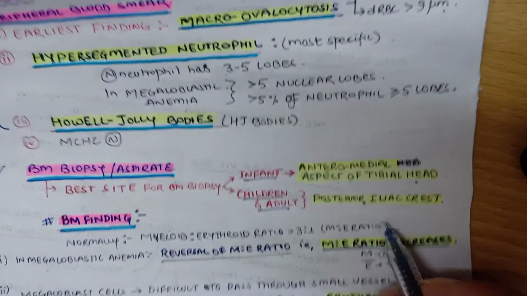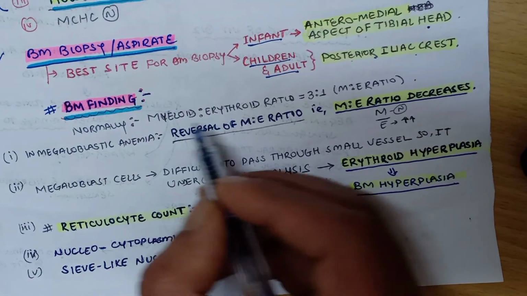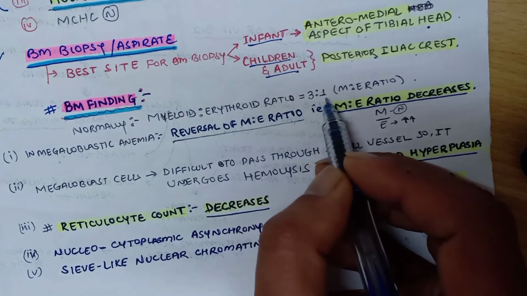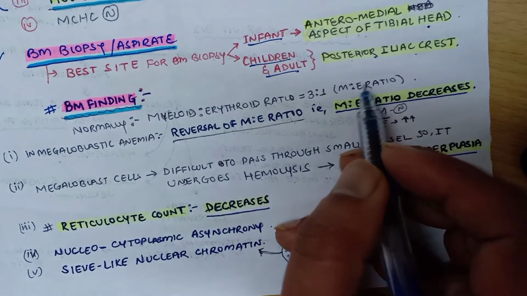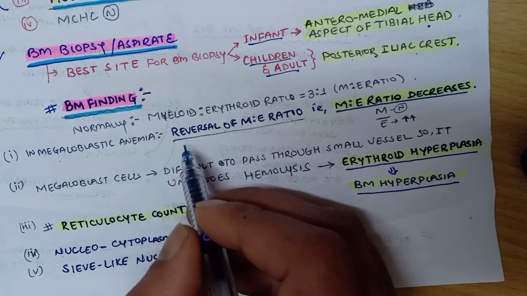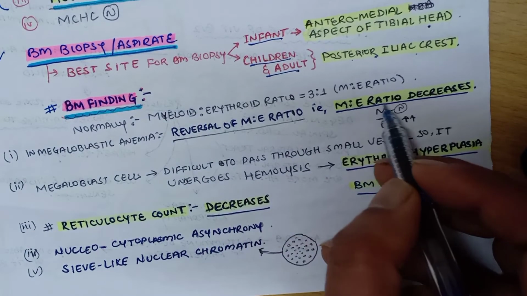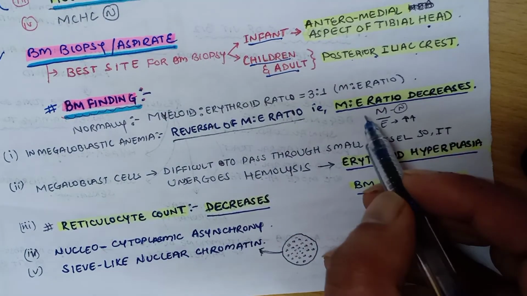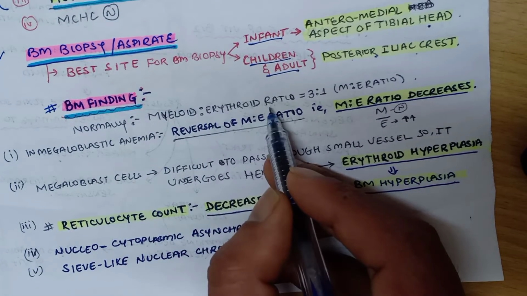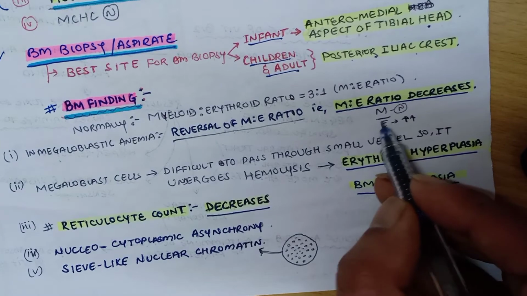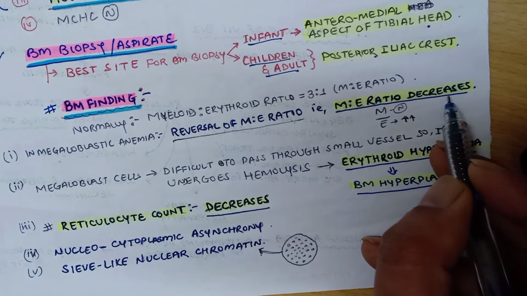So what are the bone marrow findings? Normally, myeloid to erythroid ratio is 3:1. That is, ME ratio is 3:1. But in case of megaloblastic anemia, there is reversal of ME ratio. That is, ME ratio decreases, because myeloid is normal and erythroid continuously increases, so ME ratio decreases in case of megaloblastic anemia.